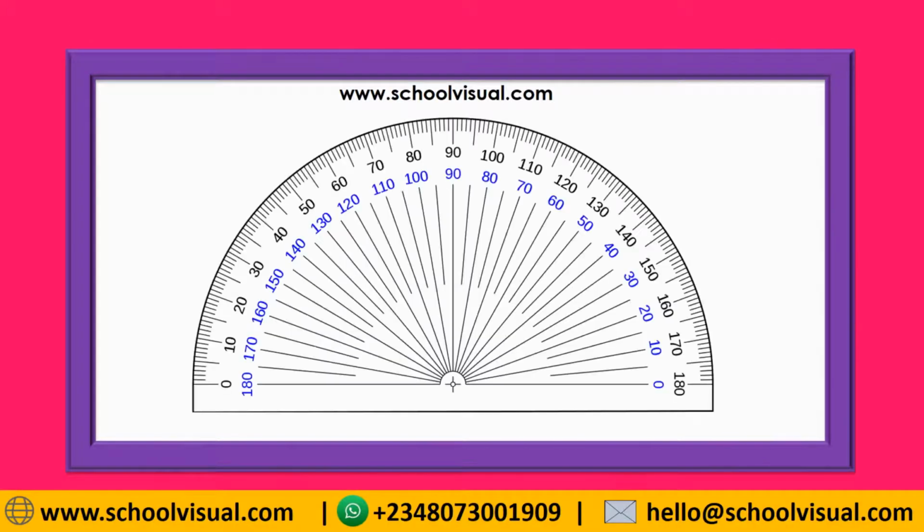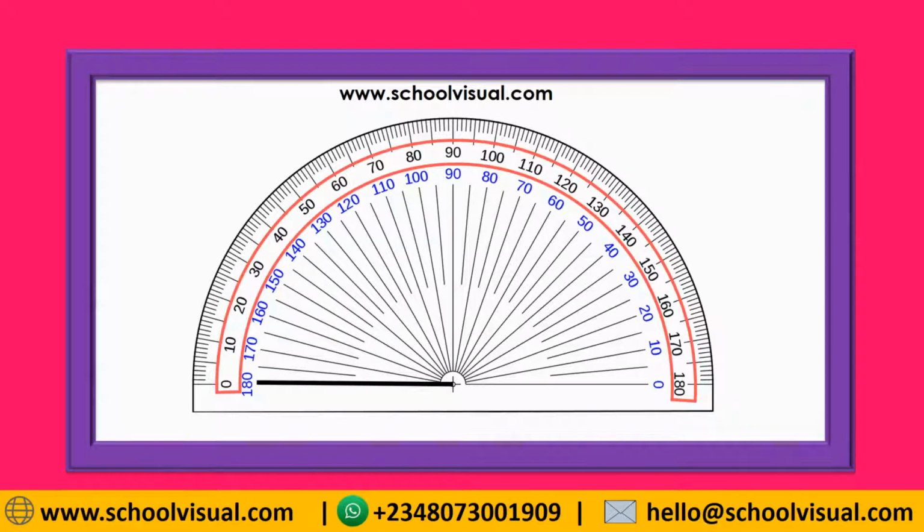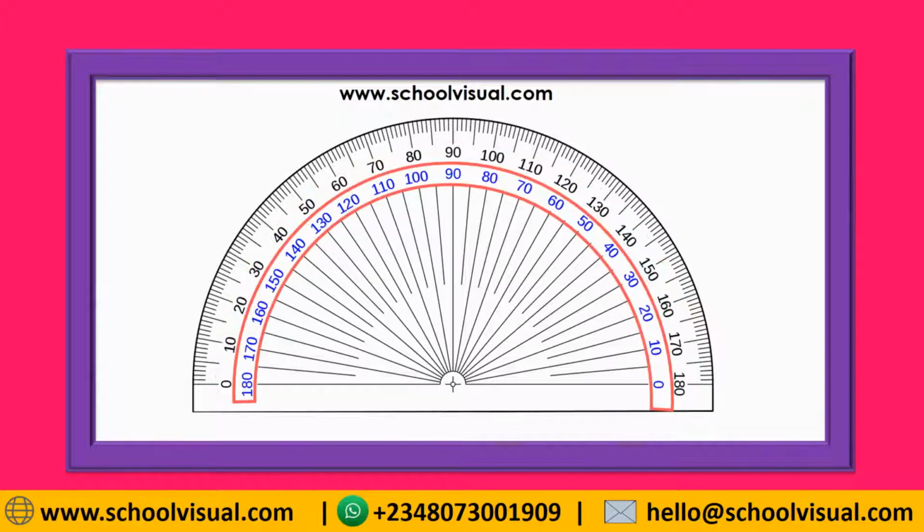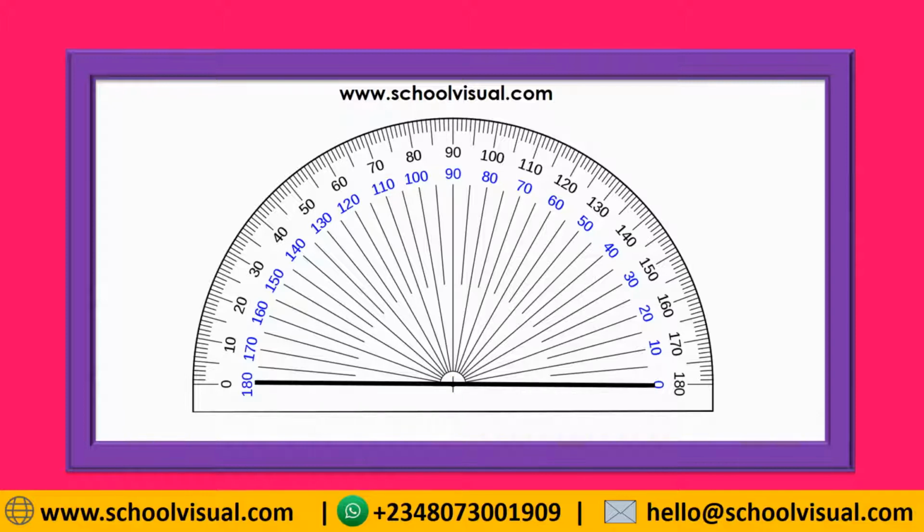This is a protractor. We use a protractor to measure angles. We use the numbers at the top whenever the angle is facing this side. We use the numbers at the bottom whenever the angle is facing this side. This is the center point of the angle. We usually place this on the vertex. And this line here is the line we place on the straight line.